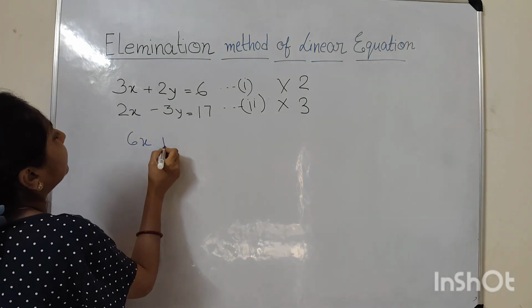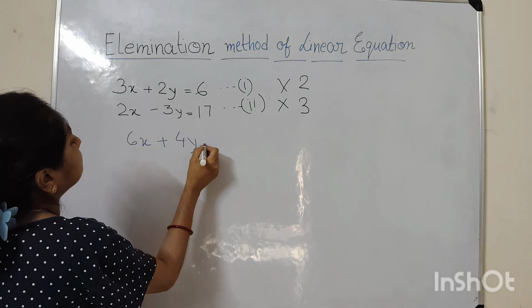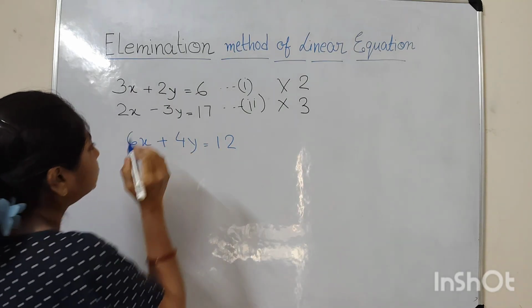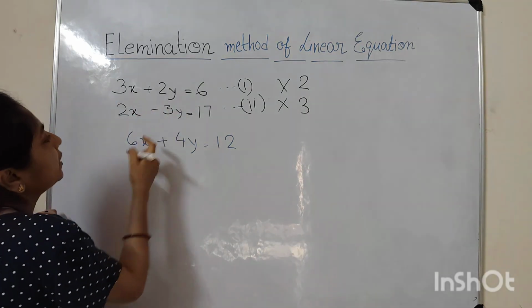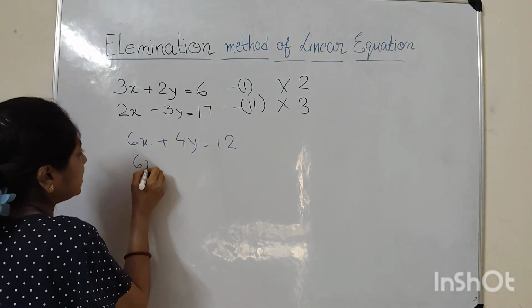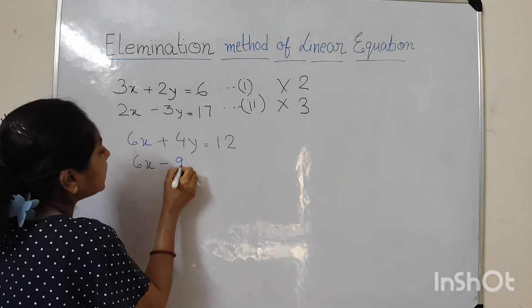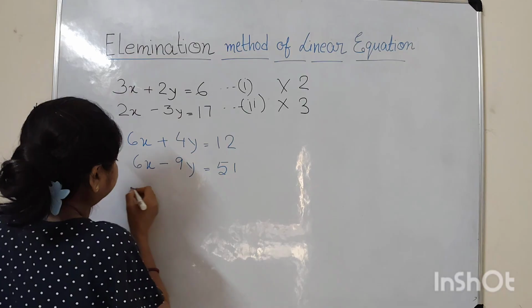The result is 6x plus 4y equal to 12. You multiply it by 2. Next, multiply the second equation by 3. It is 6x minus 9y equal to 51.